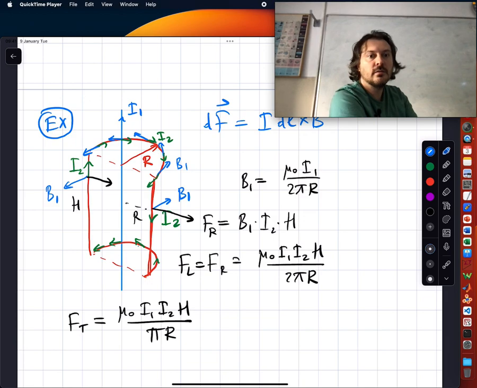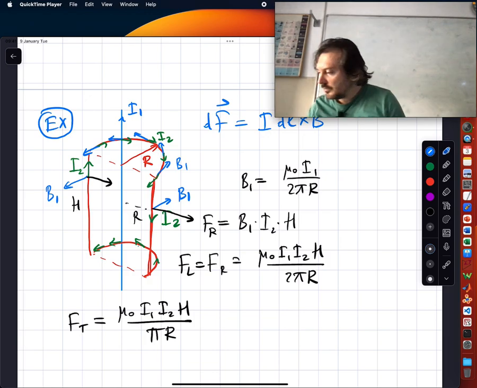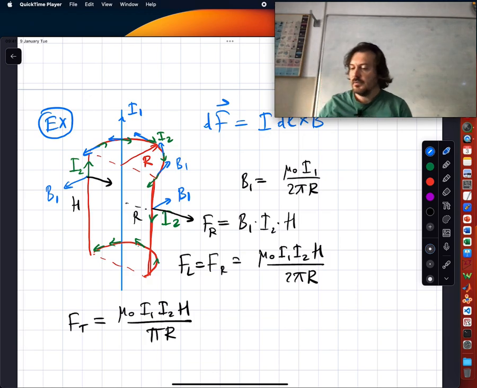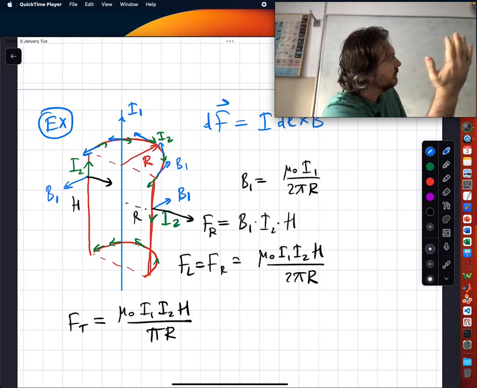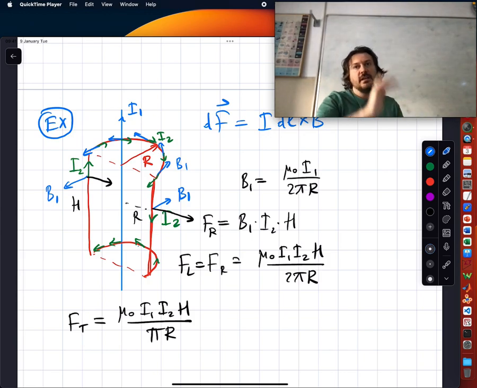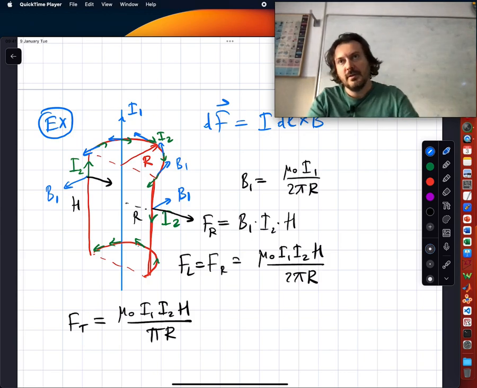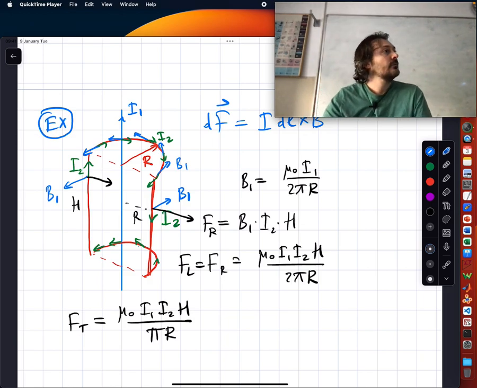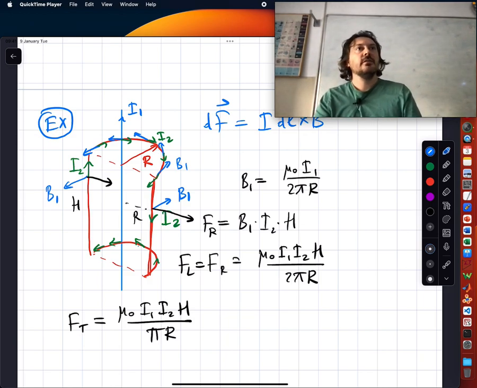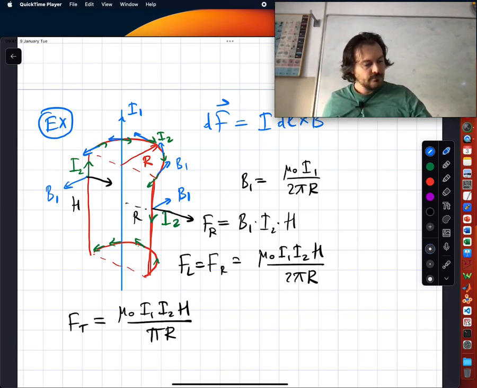For the first one. Yes, for the first one. For the force, you do dl cross B. So it's I dl cross B. Any other questions? No? Good. Let's have a break.